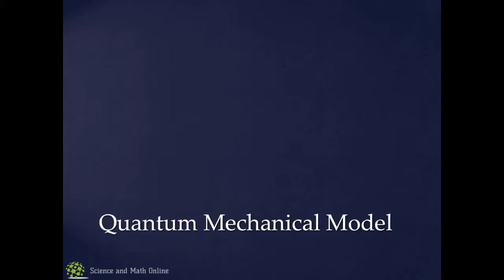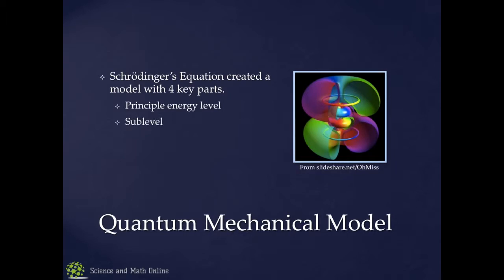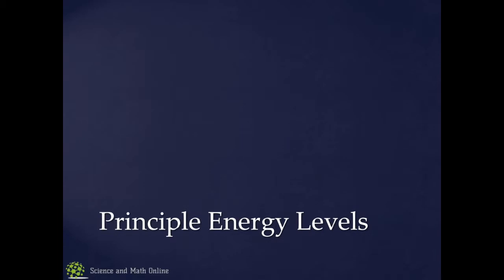This creates what we call the quantum mechanical model, and it has 4 key parts: principal energy level, sublevels, orbitals, and electron spin. This fancy little shape over here is just showing you where the probability is that electrons are located. And you notice it has some really funky shapes there. We'll get to that as we go along. So starting with the first one, the principal energy level.